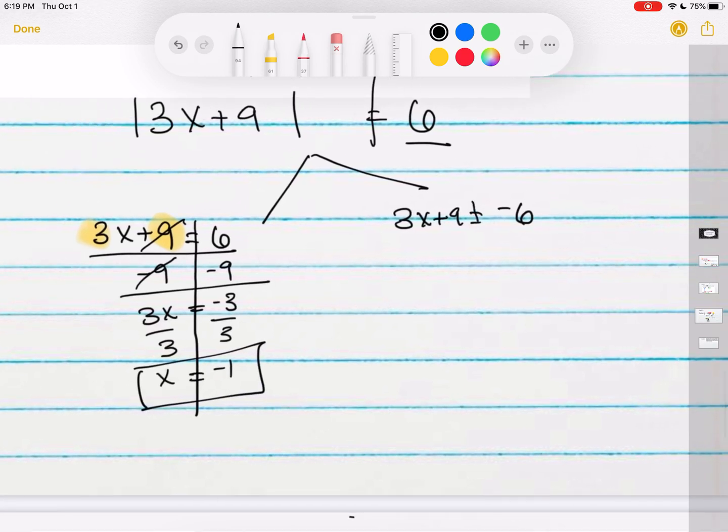Now let's do my right-hand equation. 3x plus 9 equals negative 6. If you notice, solving this equation is very similar to the steps in solving the left equation. I just have a different thing on the right side.